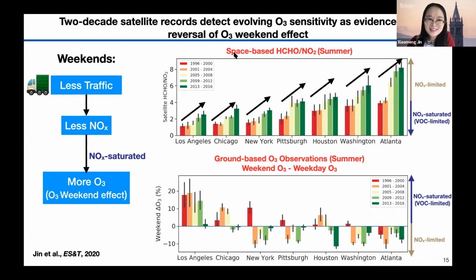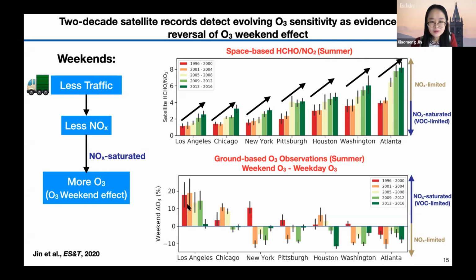Okay, so back in the 1980s, people noticed an interesting phenomenon that in many US cities, the ozone is generally higher on weekends than weekdays. This is because on weekends, as there is less traffic, the NOx emissions also decrease. But for those US cities where the ozone formation is NOx saturated, the NOx emission reduction on weekends could actually make the ozone higher. And we call this the ozone weekend effect.